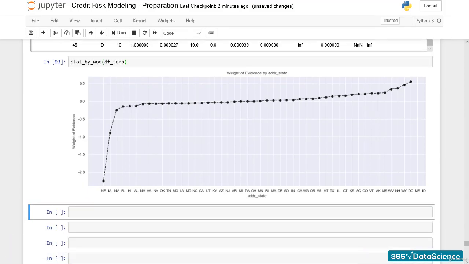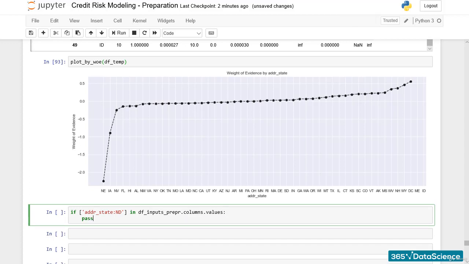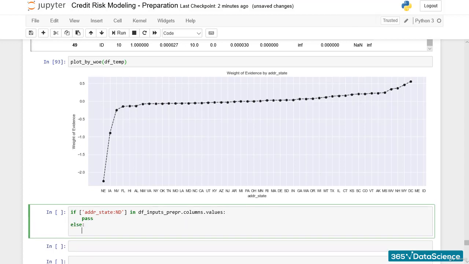Let's keep that in mind and make sure we add this state to a category later, just in case there are some borrowers from around there in the future. To do that, let's make sure there will be a dummy variable for North Dakota. So, if there is such a dummy variable already, we don't do anything. Else, if there isn't, we'll create it and set all its values to 0, because in this case, there aren't any borrowers coming from North Dakota.